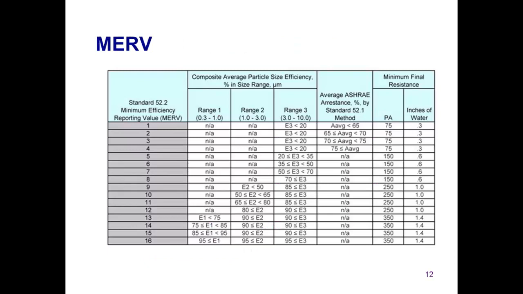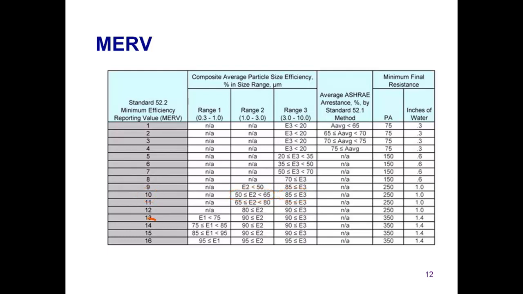The MERV ratings do not directly reflect the efficiency of a filter. It is a scale, shown in this table, for which a higher rating reflects higher efficiency. For instance, a MERV 10 filter has efficiency between 50 and 65% for particles 1 to 3 micrometers in diameter, and greater than 85% for particles between 3 and 10 micrometers in diameter.